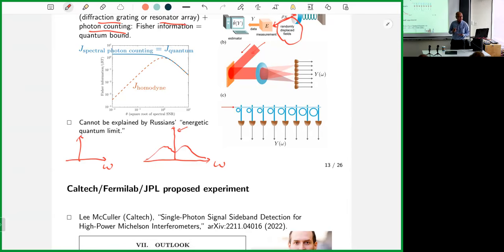Yes. I guess you're still paying a price. And is it fair to say that the price you're paying in doing spectral photon counting versus homodyne is that you lose the information about the relative phase between different spectral photons? Let me, I guess, be more specific.